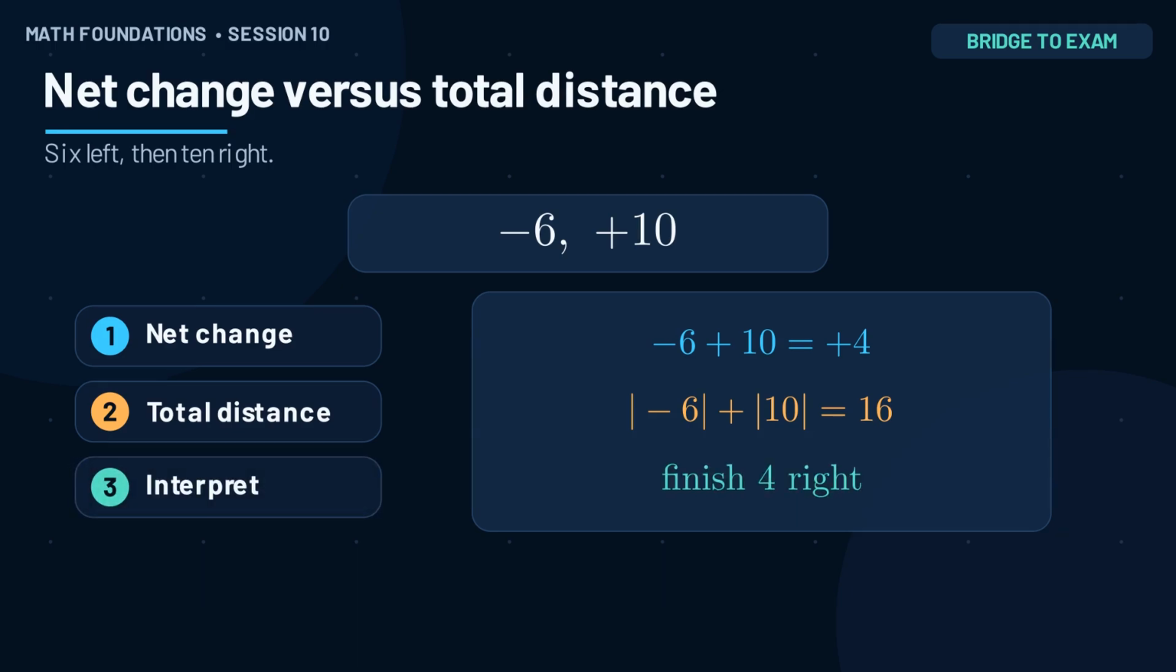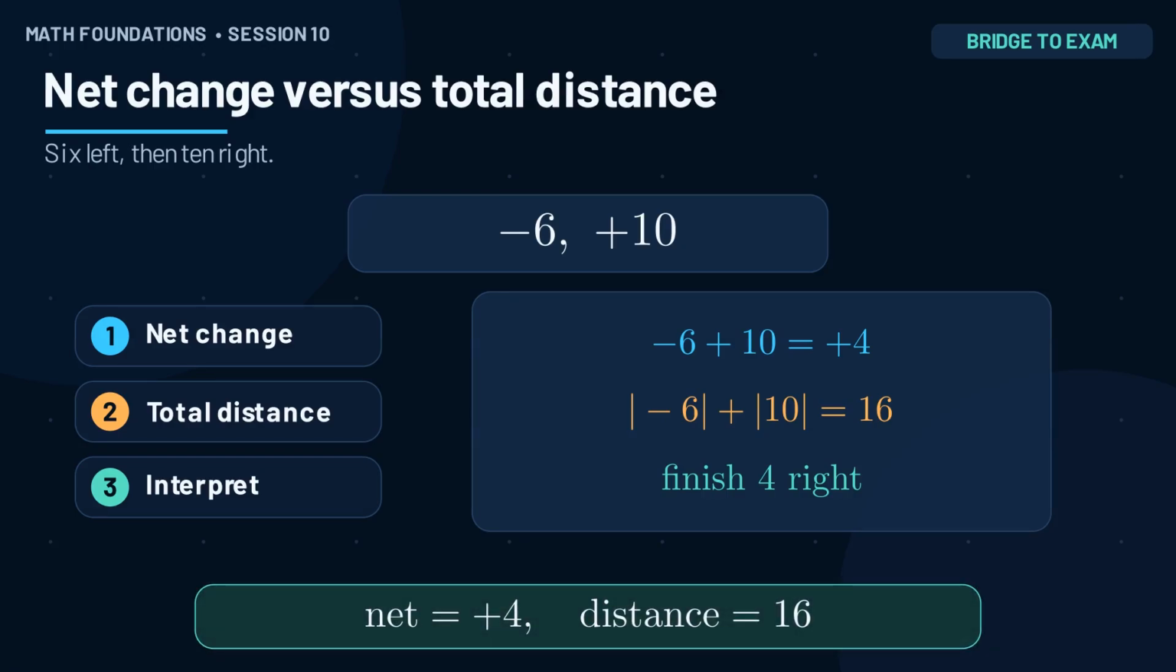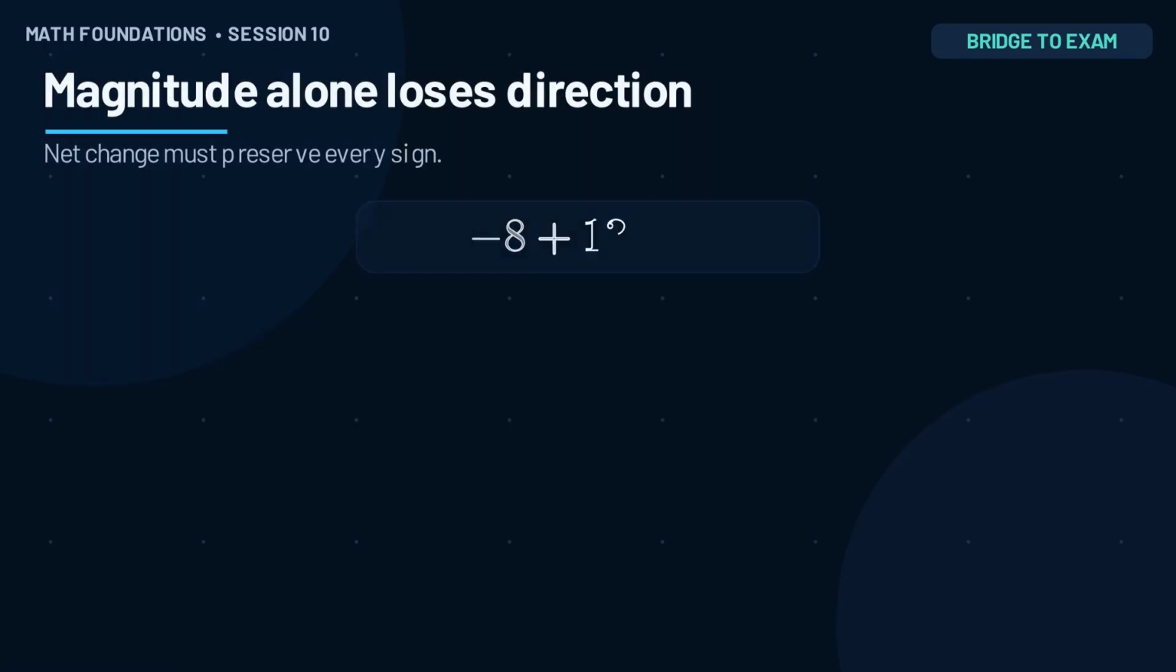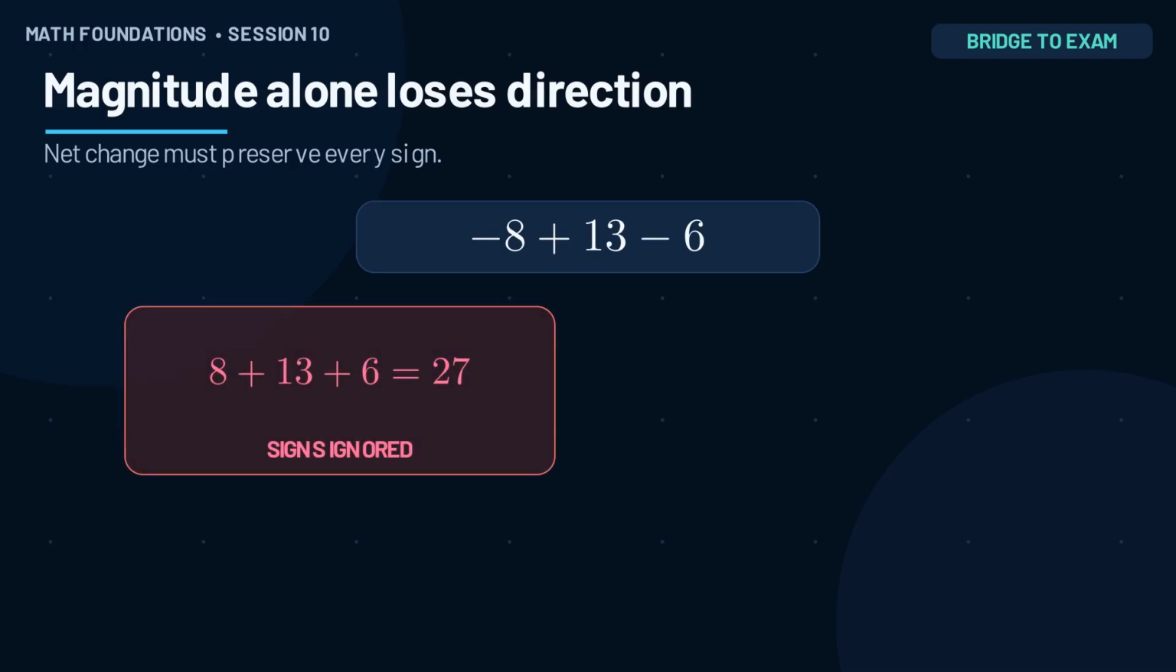Net change describes the difference between start and finish. Total distance describes the entire path. Do not add every magnitude as positive when the question asks for net change. In negative 8 plus 13 minus 6, treating all magnitudes as positive would give 27, which ignores direction.